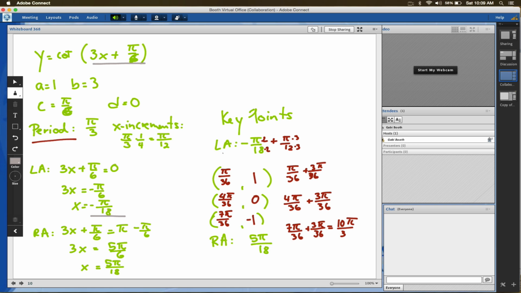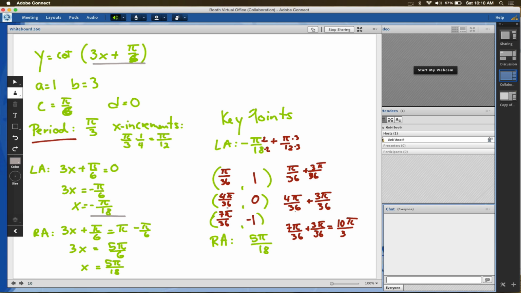Your left asymptote is negative pi over 18, and your increment is pi over 12. So to find my other three key points, I have to get the least common denominator, which in this case is 36. So I multiply the negative pi over 18 by 2 and the pi over 12 by 3. So negative 2 plus 3 is pi over 36, and of course the cotangent starts with 1. Then I add another 3 pi over 36, which gives me 4 pi over 36 right here, and I have 0 as my y value.